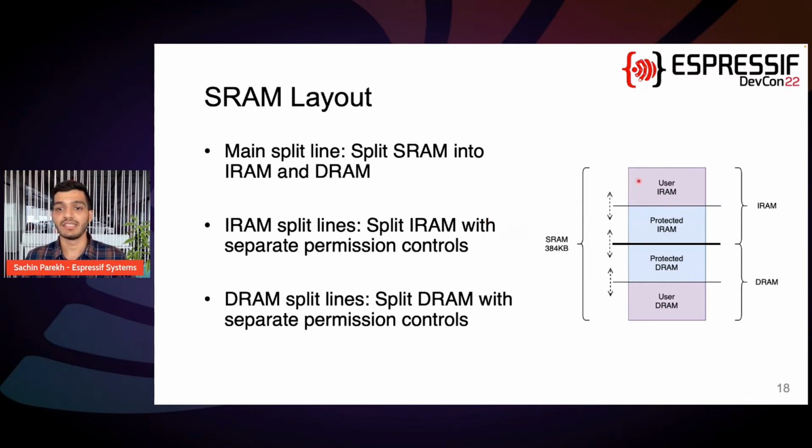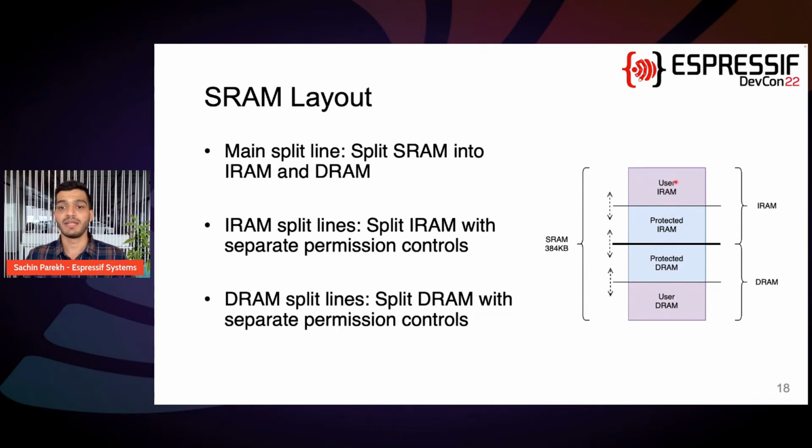Now let's see how the internal RAM is being split. Here you can see the diagram of the entire SRAM block. The permission control has a concept of split lines. There are three different categories of split line. The first is the main ID split line, which is responsible for splitting the RAM into IRAM and DRAM. So this is the main ID split line. The other category is the IRAM split line. It is responsible for splitting the IRAM block into further blocks. And similarly, we have the DRAM split line, which is again responsible for splitting the DRAM into different blocks.